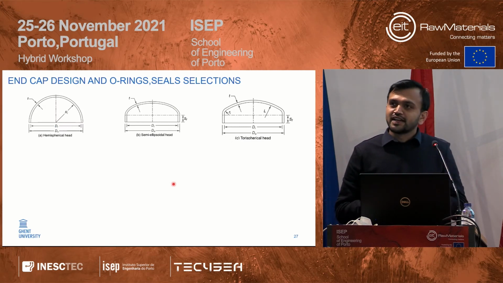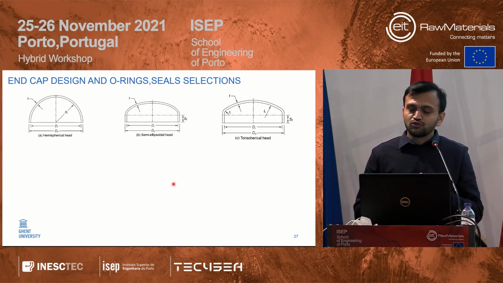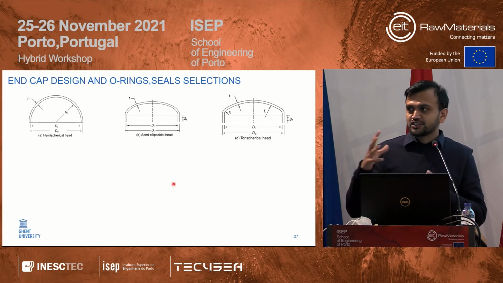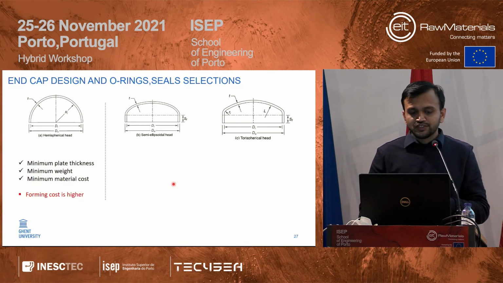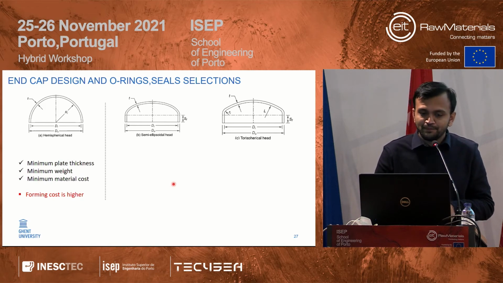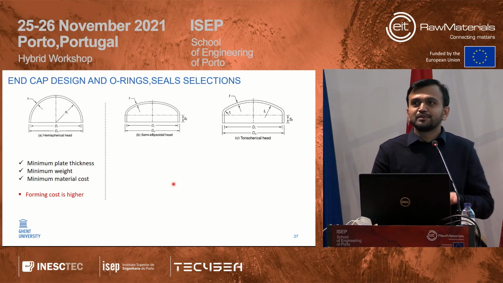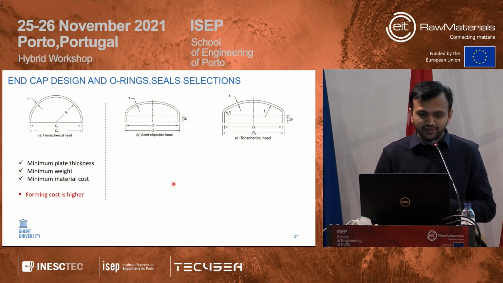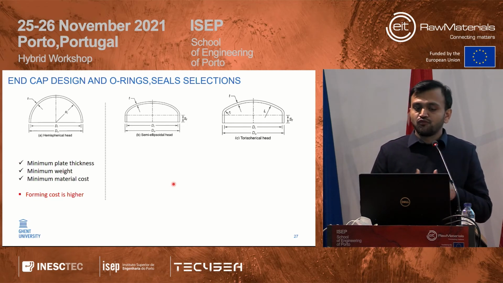The next one is the end cap. The housing and the dimension fit. Okay, how about end caps? I consider here 3 different end caps. The first one is the hemispherical head. Of course, it has a minimum plate thickness. Minimum plate thickness means minimum weight and minimum material cost, but the entire shape makes the forming even more complex.